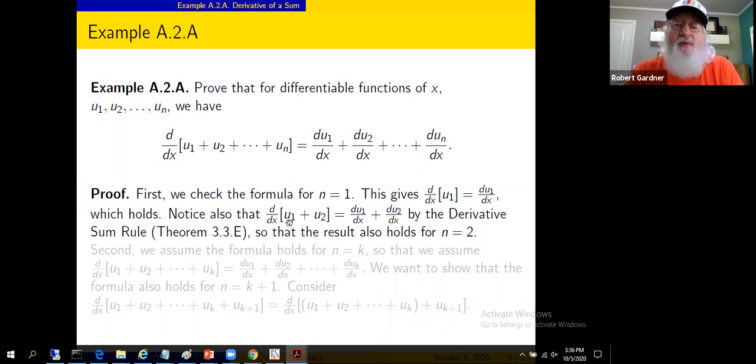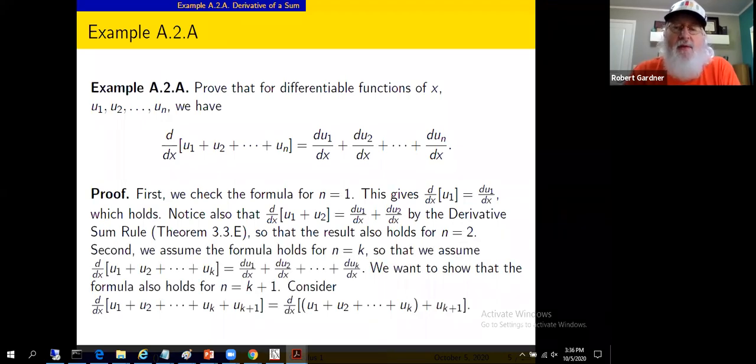If we want to take the derivative of u1 plus u2, does that equal the derivative of u1 plus the derivative of u2? Well, actually, that's exactly what the sum rule states. And back in section 3.3 we went through a proof of that, probably with the limit definition of derivatives. So the result also holds for n equals 2. So we've shown it holds for n equals 1 and 2. Arguably, this is not necessarily needed. We're going to use it down below, so that's the reason I mention it. And we already had that established from the derivative sum rule.